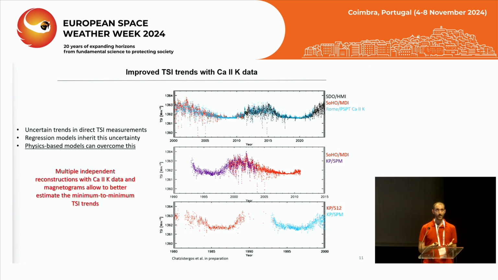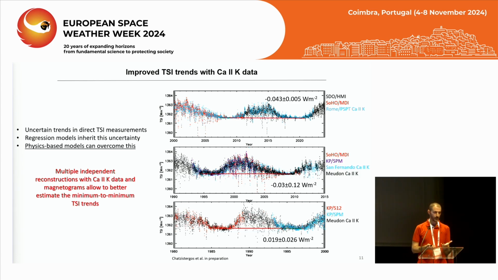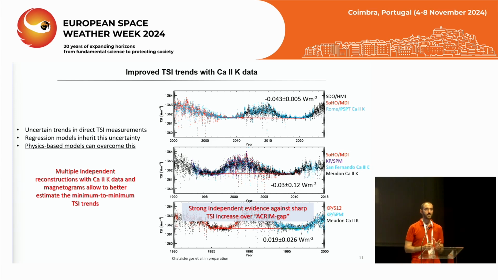But using the different calcium K data, which are completely independent of each other, and getting basically the same results for all of those for different activity minima, then we can be confident that we have recovered quite accurately what is the trend between activity minima over the last few decades. And with this, I also need to stress that since we have a few overlapping data over the 85-95 period, we can say much more confidently that the hypothesized increase, what is called the ACRIM gap, is really not seen in this data. So it's really disfavored.